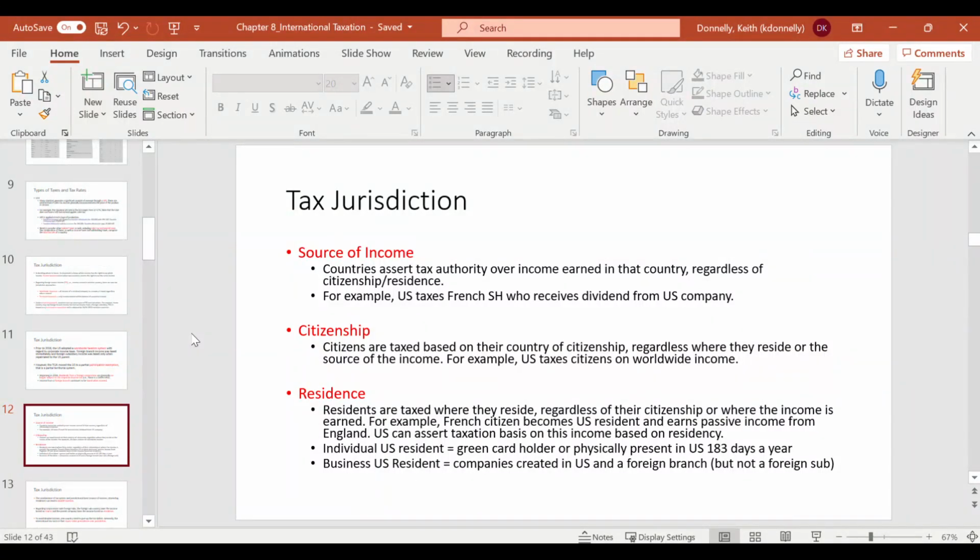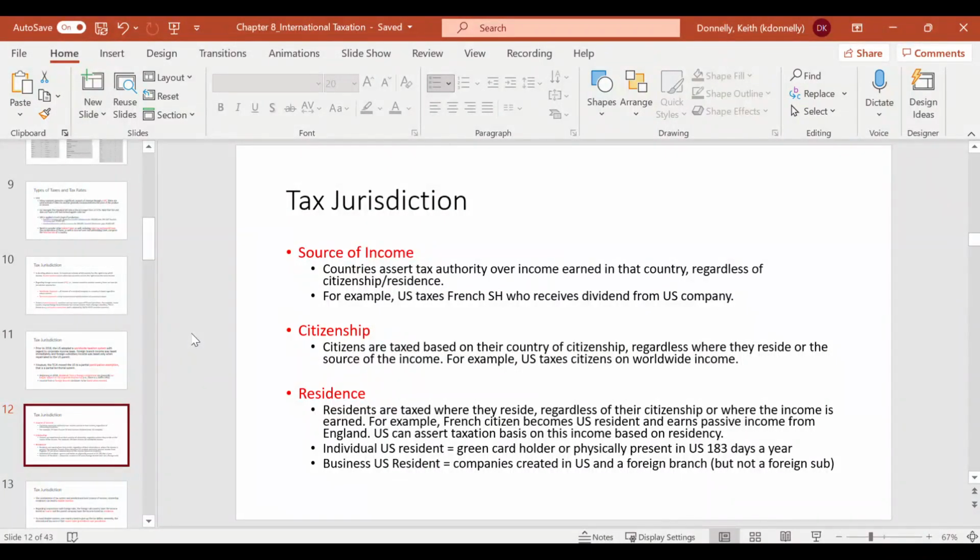Next is citizenship. Citizens can be taxed based on their country of citizenship, regardless of where they reside or the source of income. So the U.S. uses this, right? U.S. citizens are taxed on worldwide income.